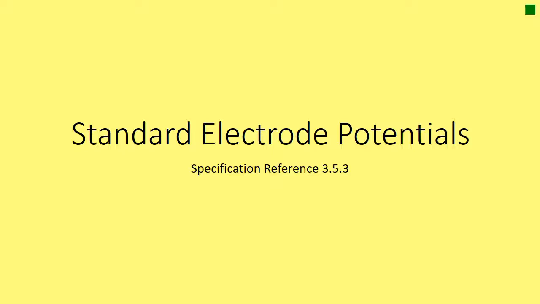And so if we want to compare different electrodes to each other, then we need to measure them under standard conditions. So that's what this video lesson is all about, and it has specification reference 3.5.3.